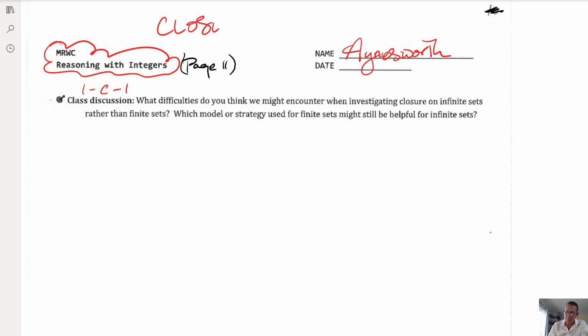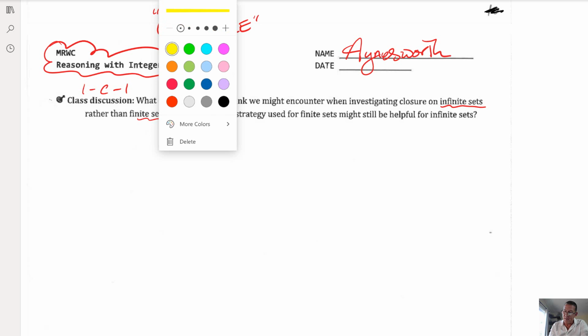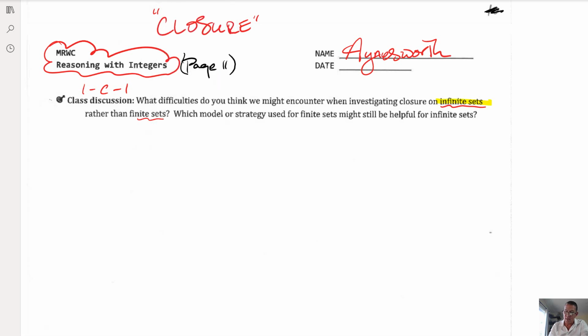Okay, so let's get a little bit deeper here and let's explore a couple concepts. First of all, I want to talk about what difficulties do you think we might encounter when investigating closure on infinite sets versus finite sets. Now you got to understand the difference of the two, okay? Big difference between an infinite set, okay, versus a finite set. Okay, so let's just stop right there and let's analyze that.